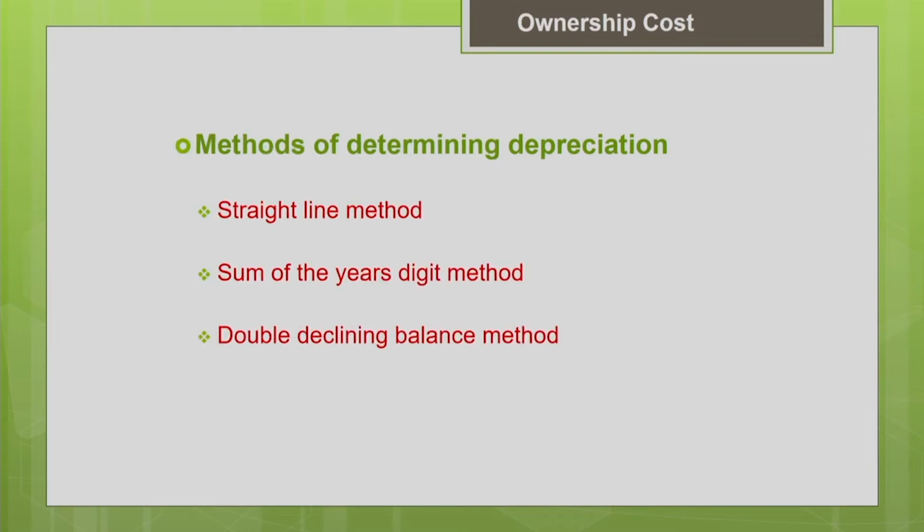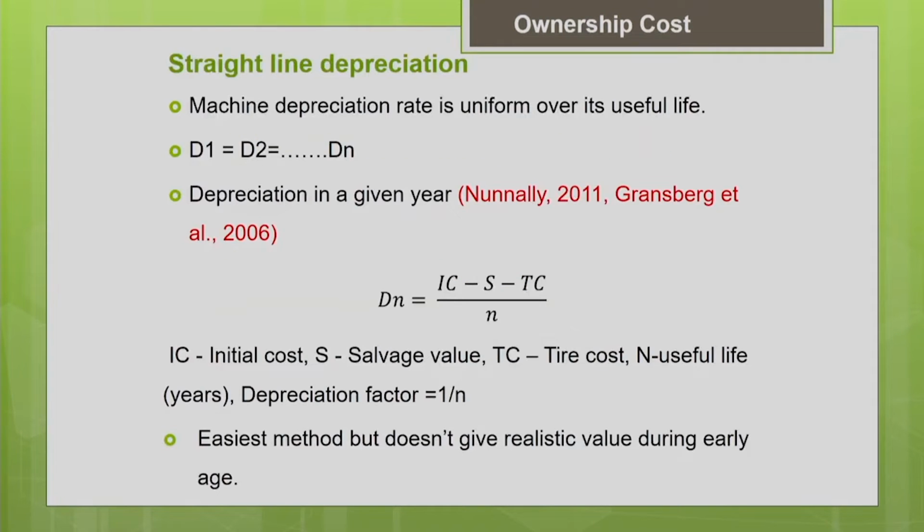So there are different accounting methods to estimate the depreciation. Let us see the important accounting methods which are commonly used by the various construction companies. They are the straight line method, sum of the years digit method and the double declining balance method. We are going to discuss these depreciation methods, accounting methods one by one. So first is your straight line method.